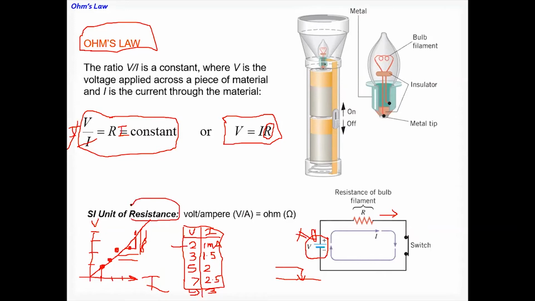So what is the unit of R? The unit of R is V over I, right? Voltage over amp. So V over A is simply called ohm. And this is the symbol for ohm, okay? This is omega, Greek letter omega, but we call it ohm because we honor this sign, this ohm, because this law is Ohm's law, right?